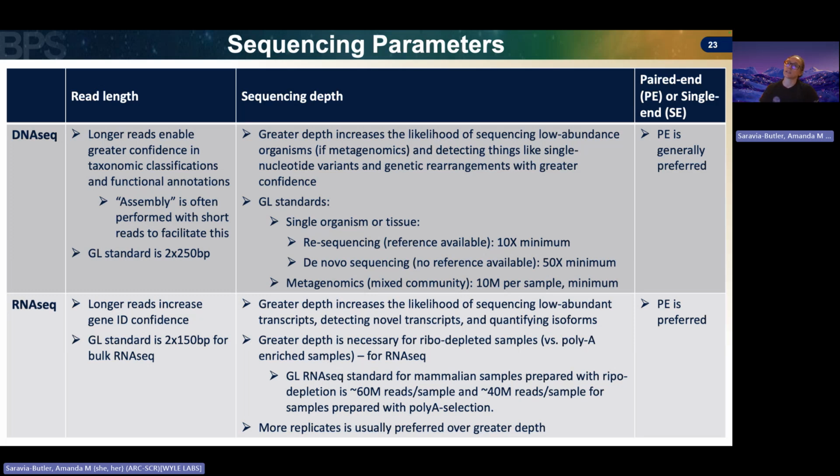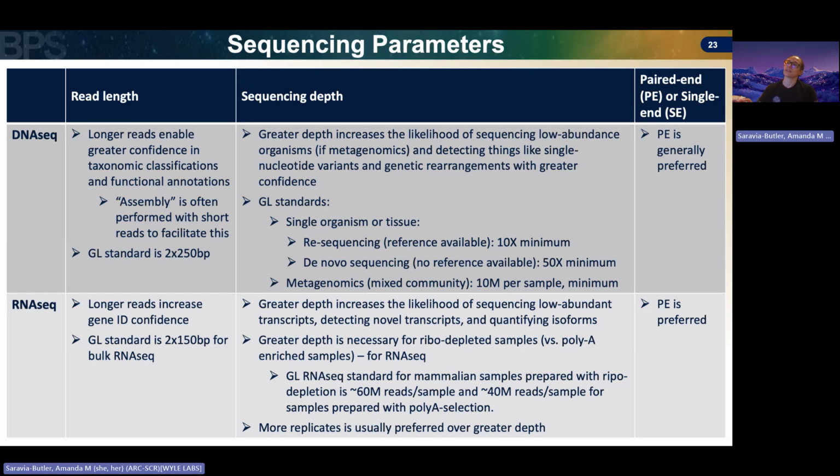And so some standards that we aim for at GeneLab, on the DNA-seq side of things: the longer your reads are, the greater confidence it enables in things like taxonomic classifications and also functional annotations. Assembly is usually performed first when you have short reads in order to facilitate the taxonomic identification. So we do want longer reads. Our standard at GeneLab is to sequence 2 by 250, giving us roughly 500. Of course, we want some overlap, so 450 base pairs roughly is what we're looking for.